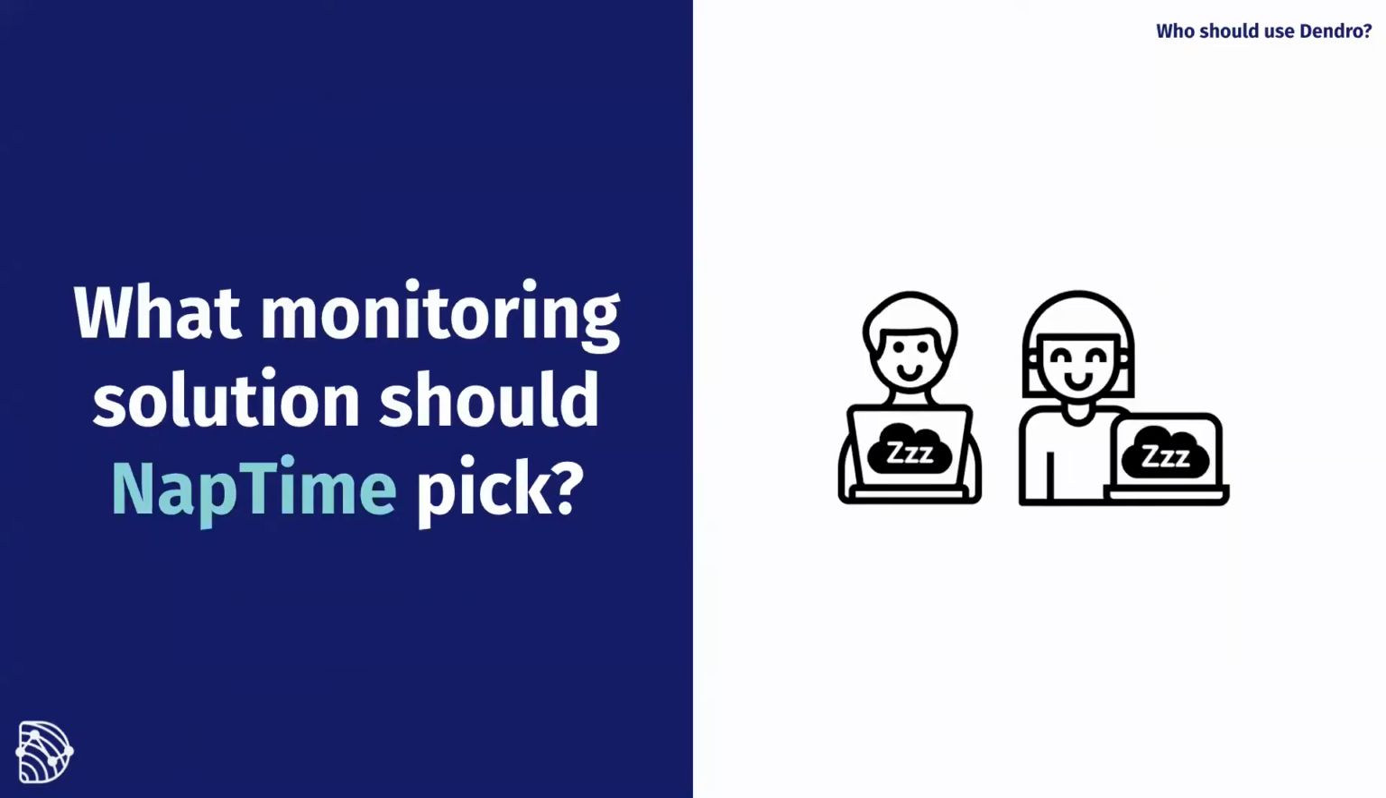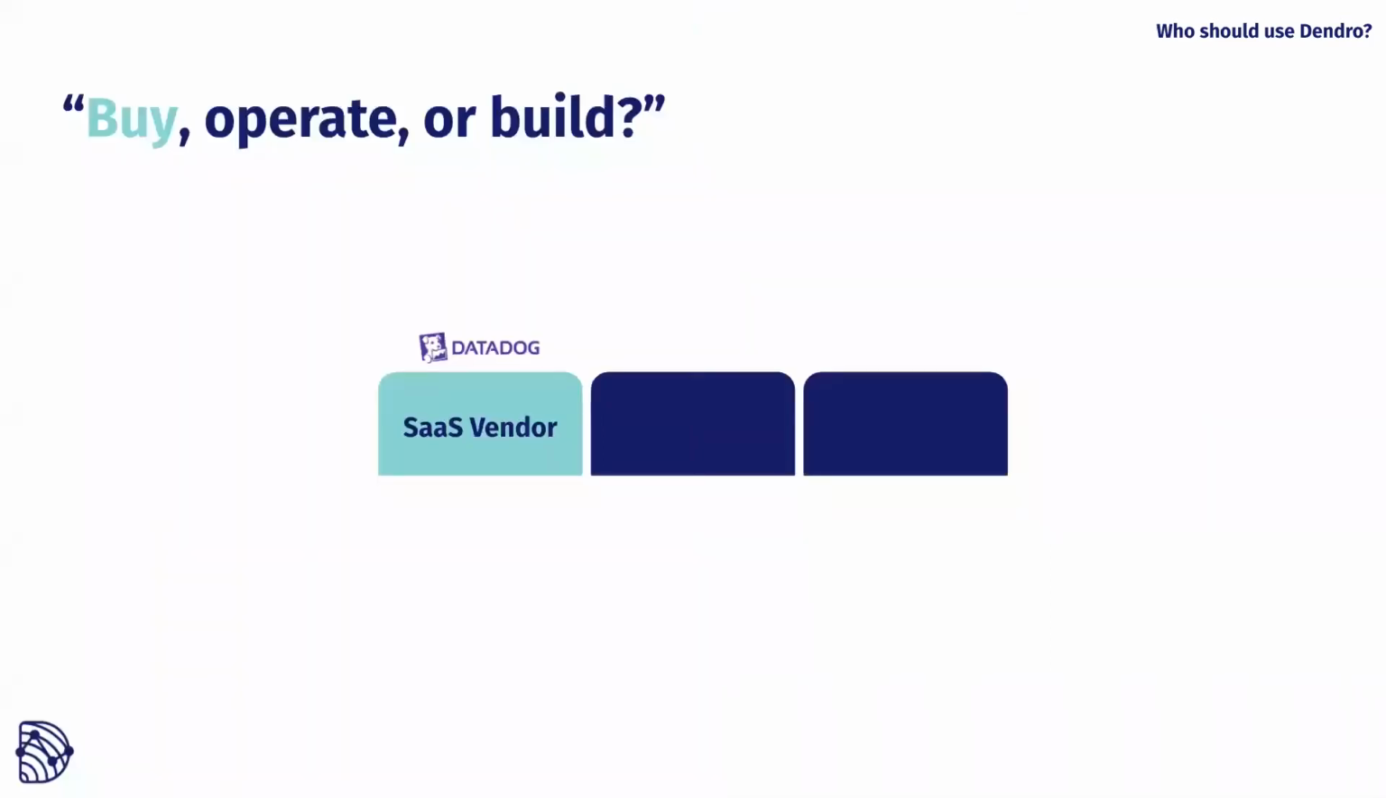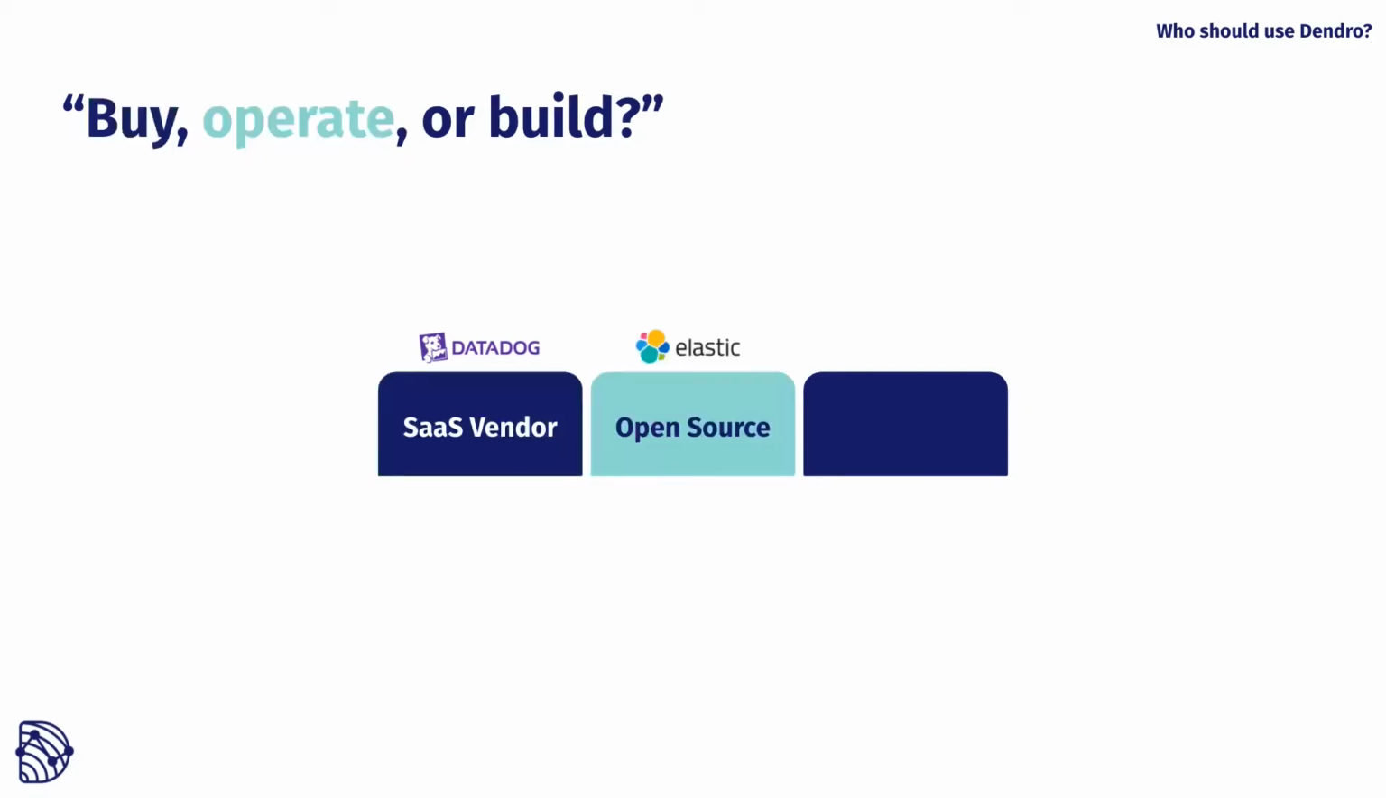Let's look back at the case of NapTime. Since they scaled up their architecture, their debugging process has become harder and harder. If they were to start researching a monitoring solution that worked for them, they would find that companies generally consider three options: buy, operate, or build. So if they were to buy a solution, they might look at working with a SaaS vendor like Datadog. Outsourcing your monitoring to a vendor makes the whole process very easy and painless, but that ease comes with a pretty steep price, and not every small company has enough runway to justify spending money on yet another SaaS product. The next option for them then is to operate their own system.